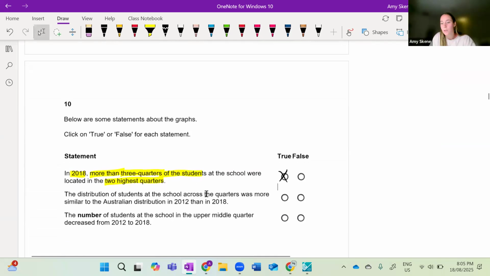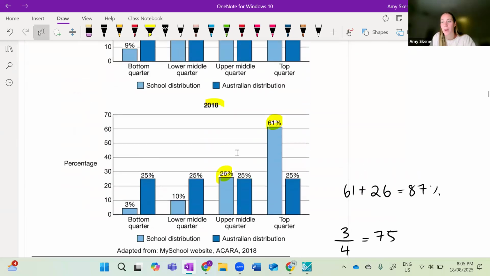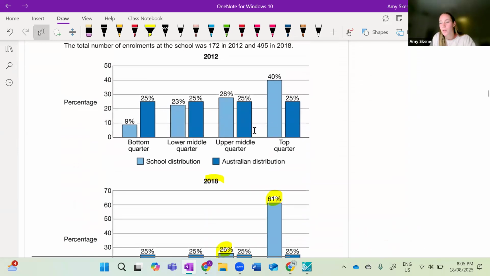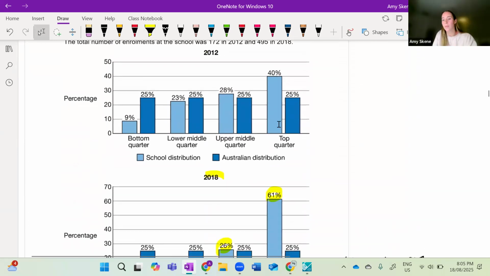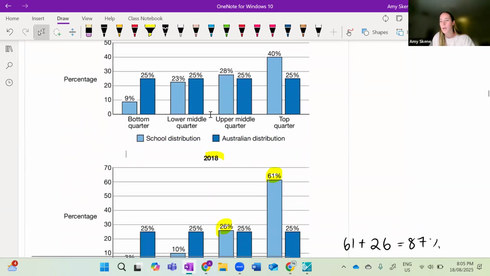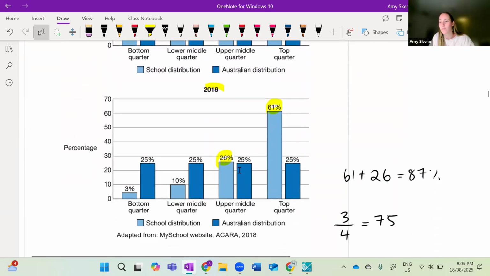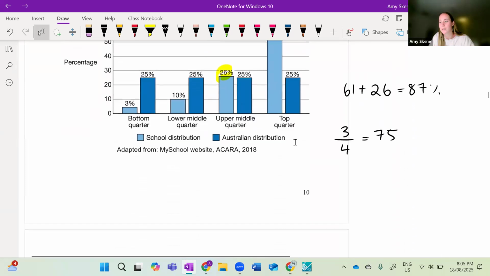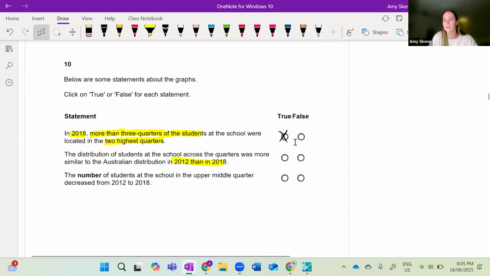The distribution of students at the school across the quarters was more similar to the Australian distribution in 2012 than 2018. So you're simply looking at the distribution and the patterns and what's more similar. If we look at 2012 at a glance, the school distribution and the Australian distribution, you're comparing the light blue and the dark blue. They're more similar in 2012 than they are in 2018. You've got big differences there. So that is true.